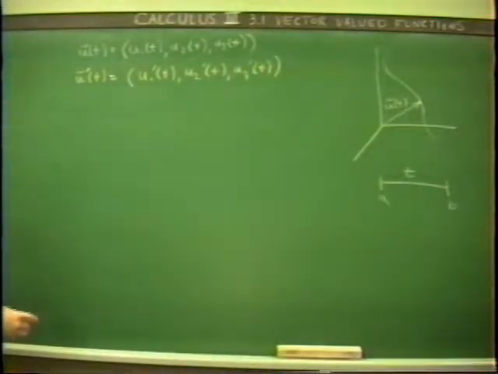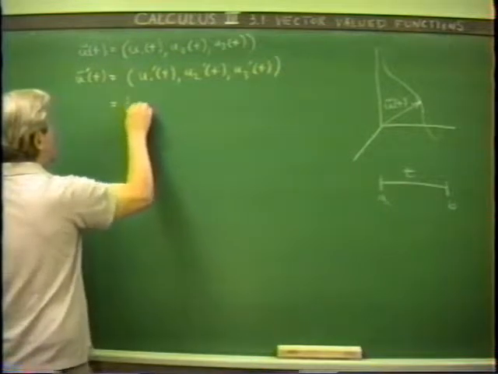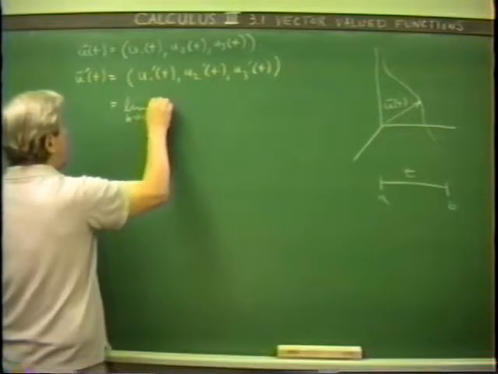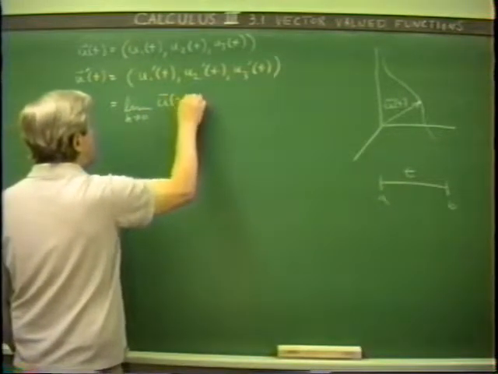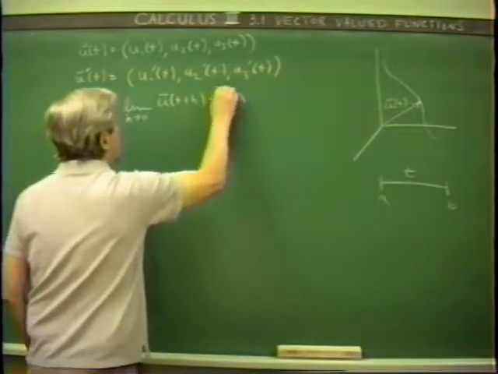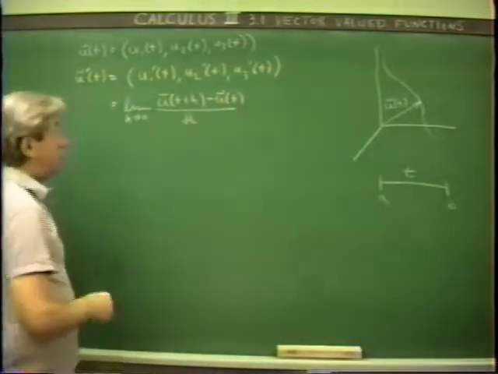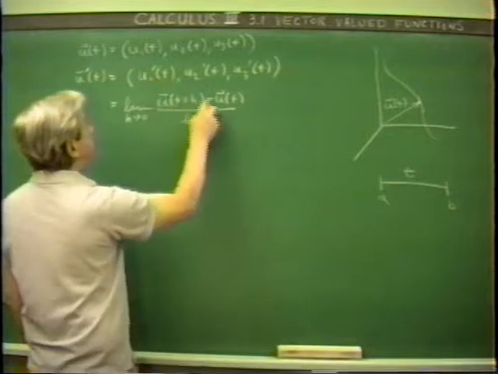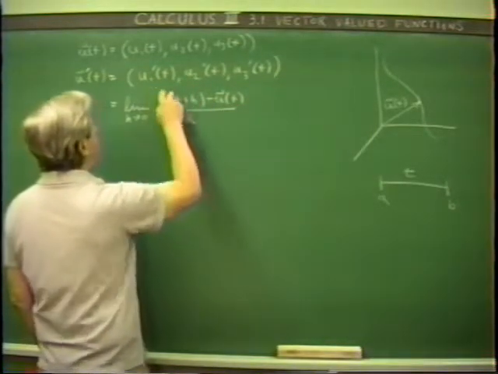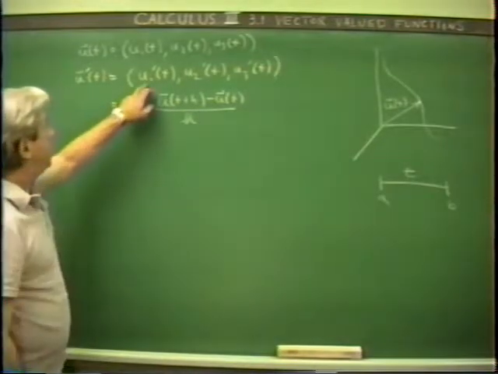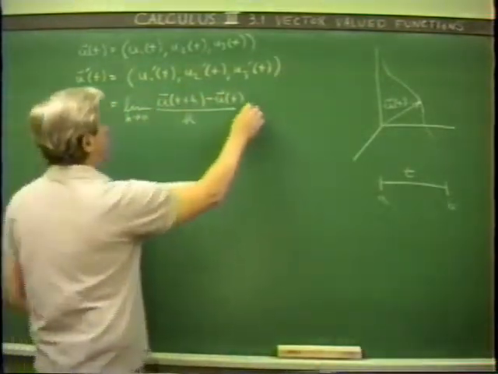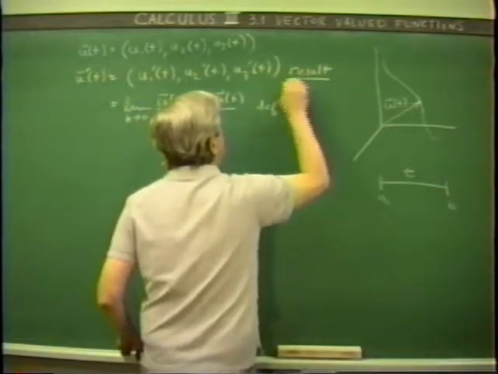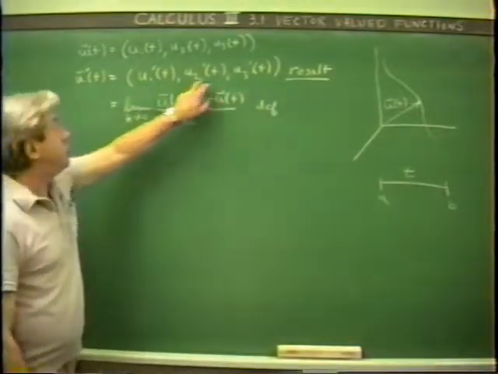Right? This isn't really the definition. The definition is that this is the limit as h approaches 0 of u of t plus h minus u of t, divided by h. But then this is what you'd get if you took u1 of t plus h minus u1 of t over h, and took the limits in each of the coordinates. So this is the definition, and this is the result. Namely, the derivative is given by each of the derivatives of the coordinate functions.